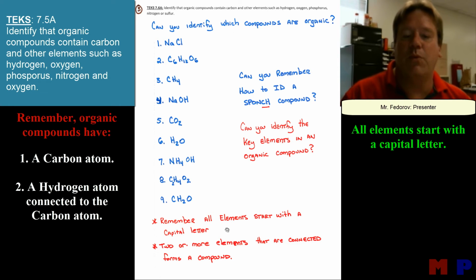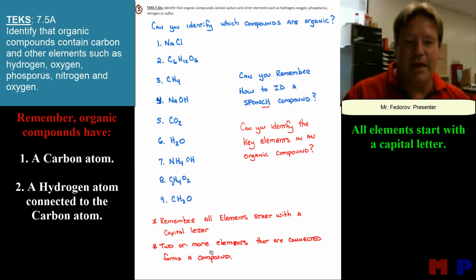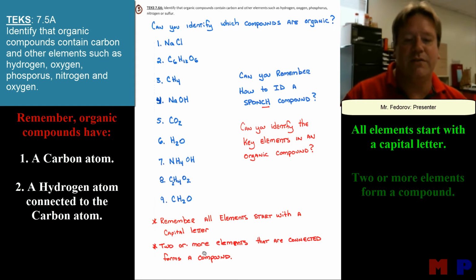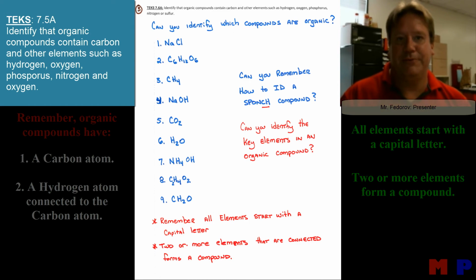Remember that all elements start with a capital letter. Commonly, one of the things that people mix up is the C and the L. They think this is an I. If this was an I, it would look like a capital I. This is clearly a CL. So remember that every time you're looking at something, you look for that capital letter to identify the element. And finally, again, when you have two or more different elements that are connected, they are going to form a compound. So for example, here I have carbon and I have oxygen. The two of them are different elements, and when they come together, they form something called a compound.